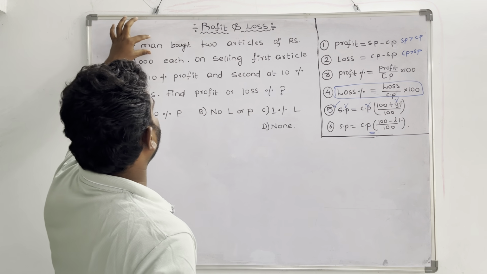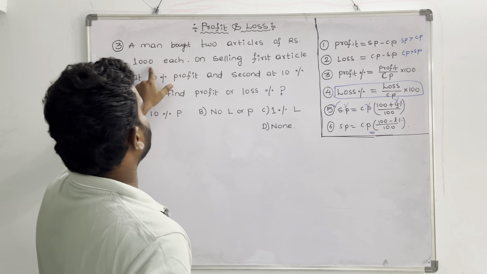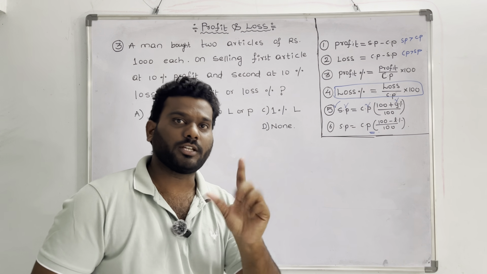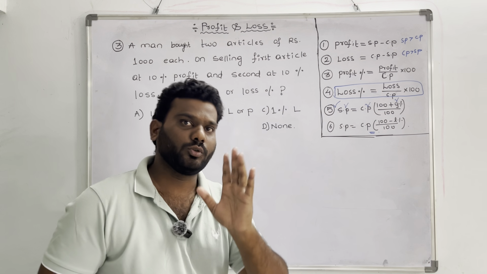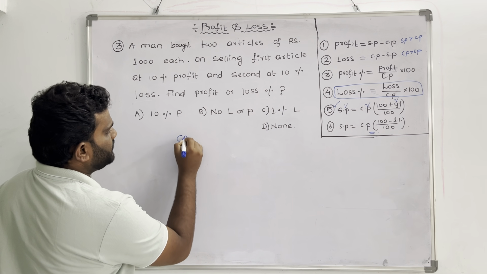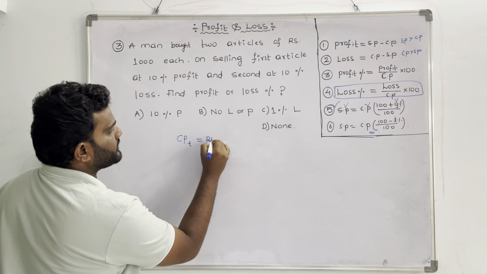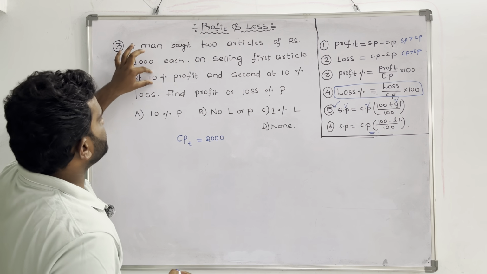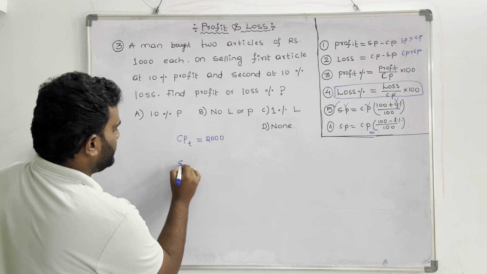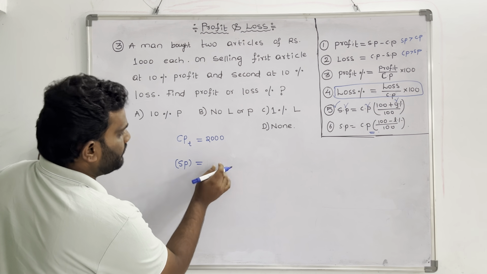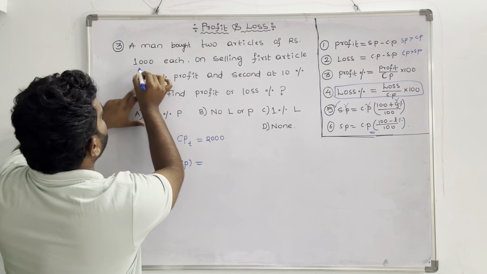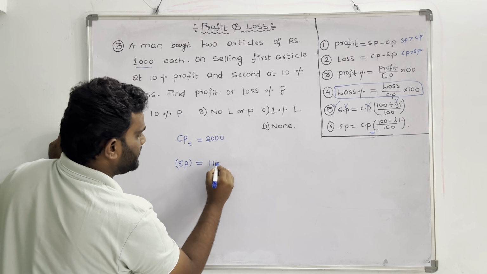Simply, the man bought two articles of rupees 1,000 each, so the total cost price is 2,000, correct? Next, 10% profit on the first article and 10% loss on the second article. See, 10% profit on 1,000 means what is 10%? 100. So the selling price of the first one is 1,100.